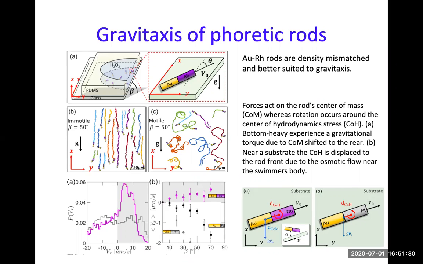There is no imposed background flow, right? There is just the tilt of the surface. And indeed this happens, right? Because there is a mismatch between the center of mass and the center of hydrodynamics, which will give it the torque and enable it to move upstream.